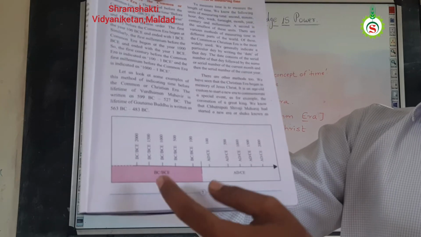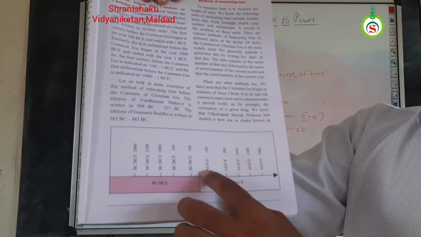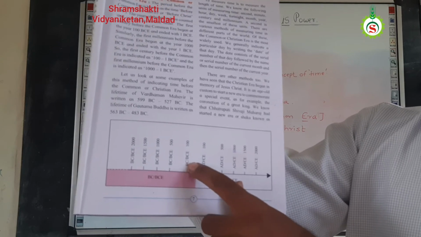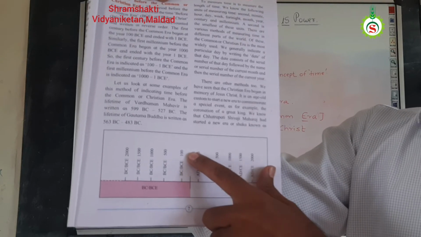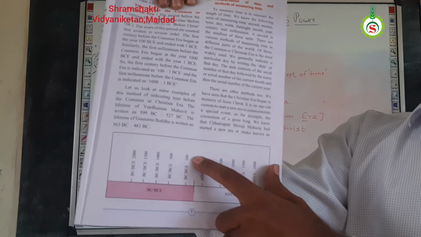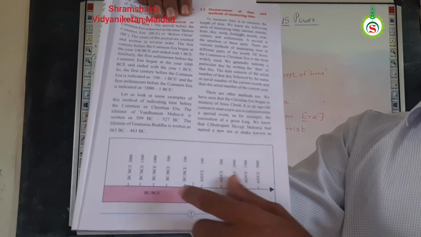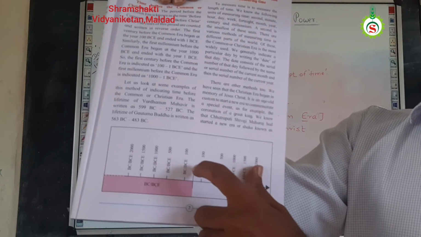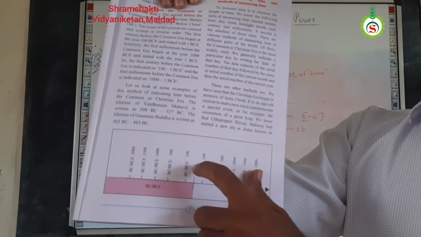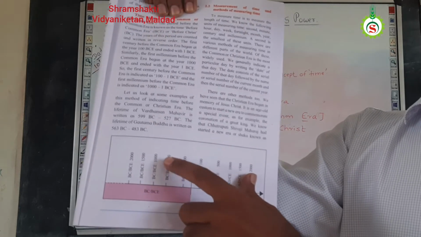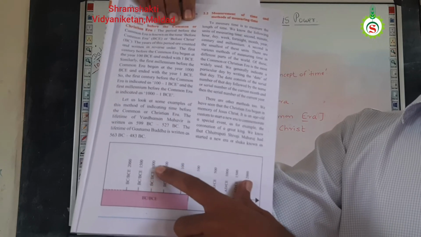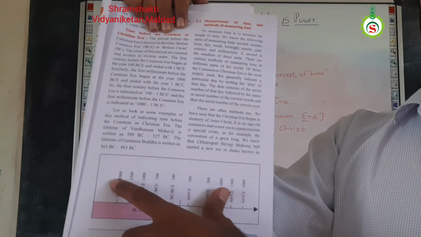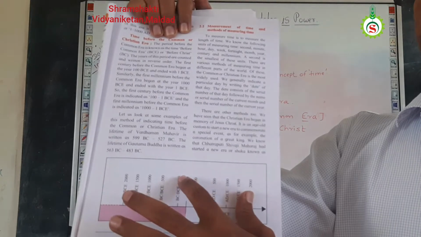Okay, so before the common era, the years are written in the reverse order. In the picture it is given BC or BCE 100, which means these 100 years are before the death of Jesus Christ. Then BC or BCE 500 means these are years before the death of Jesus Christ, 500 years before. Then 1000, 1500, then 2000. So these years are written in the reverse manner, from front to back.